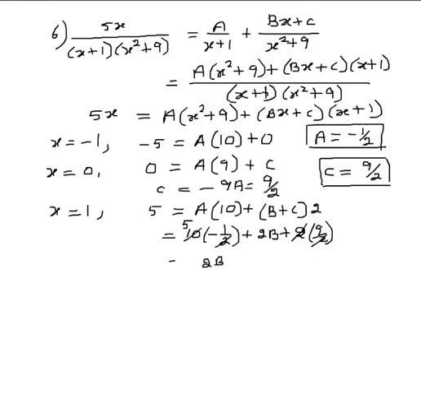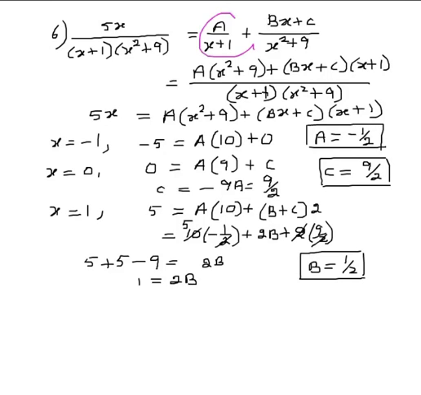Therefore, 2B is 5. Here we have minus 5, which will become plus 5, and minus 9, which is 1. 1 is equal to 2B. Therefore, B value is half. We found A, B, C values. Let us substitute. We will write the given fraction as two partial fractions.